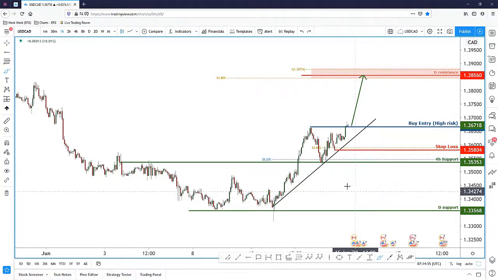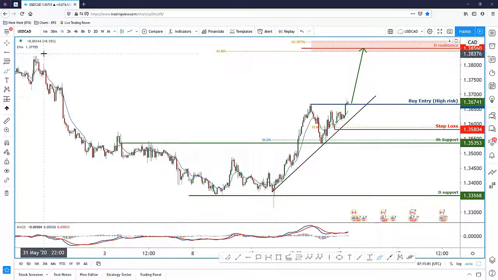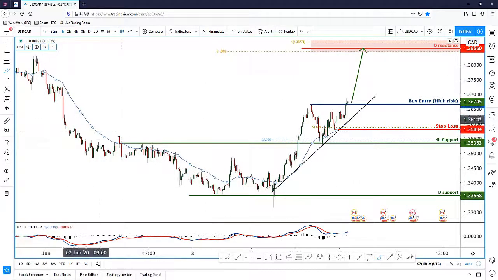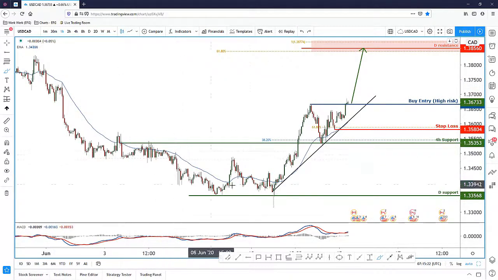One more thing before I end off, I just want to check the indicators. Let me tidy up these indicators. I'll use, say, a 34 moving average. Why I use 34 is because 34 is one of the Fibonacci numbers, and when price is in an uptrend, it holds nicely above the 34 moving average, and when price is in a downtrend, it holds nicely below the 34 moving average. Further, MACD is above zero, which means price is currently in bullish territory. So price action with indicators gives us confluence that we should expect to see the dollar CAD strengthen further.